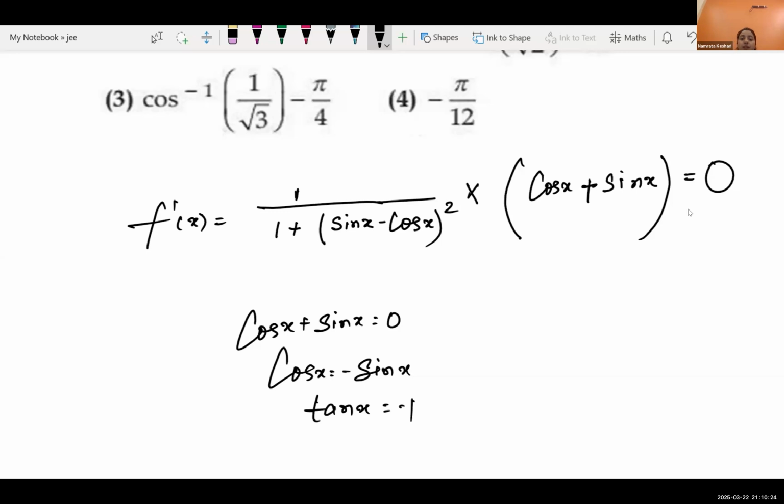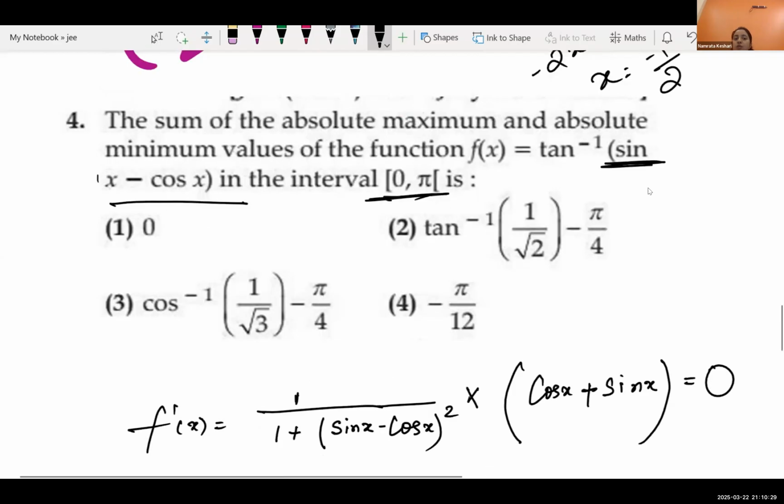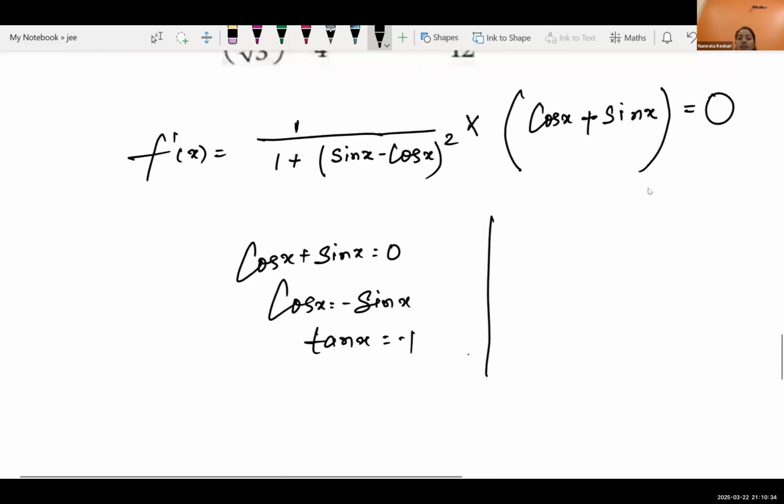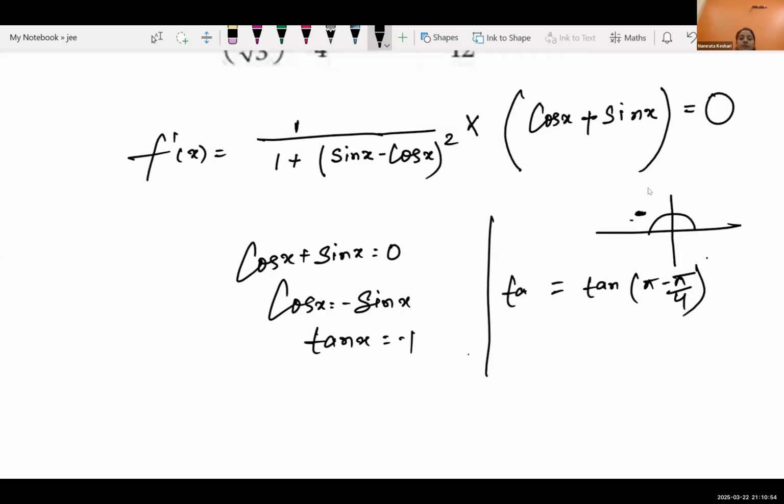Yes. Now we have to check, keeping in mind that x is bound to the interval 0 to pi. In this interval, are we getting any x? Tan x is negative in the second quadrant, and in the fourth also. So 0 to pi means the second quadrant. We can say tan of (pi minus pi by 4), right? Yes or no? Yes, ma'am. So x is pi minus pi by 4, that is 3 pi by 4, right?